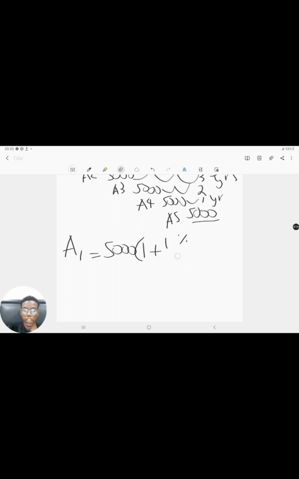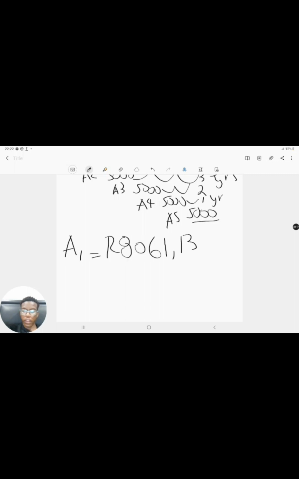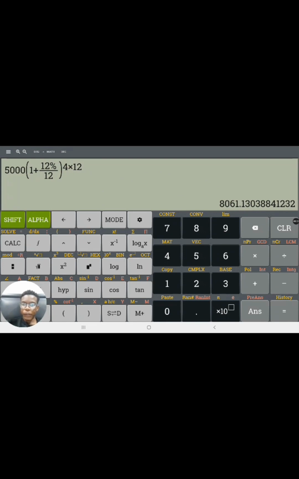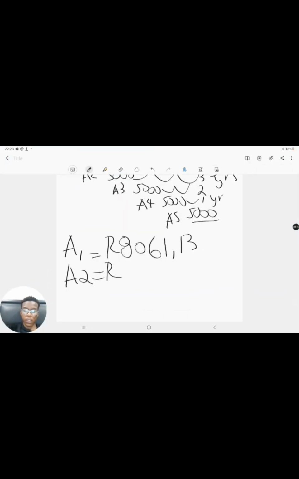So I'm just going to erase that. Then say 8061, comma what? Comma 13. Okay. Then A2 is going to be, I'm just going to use my calculator now. So instead of 4, that's going to be 3, right? That's going to be 7153.84.